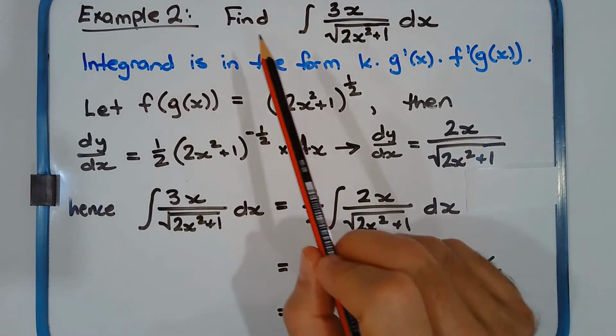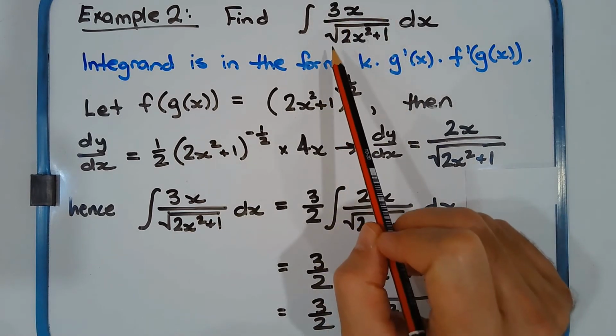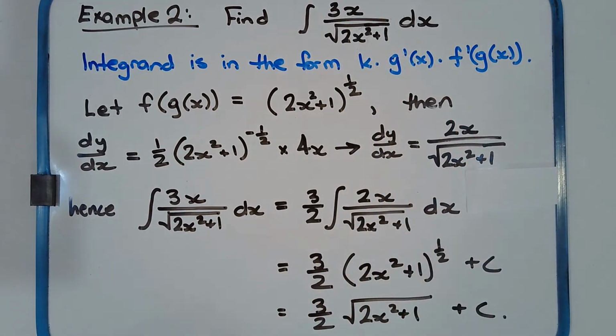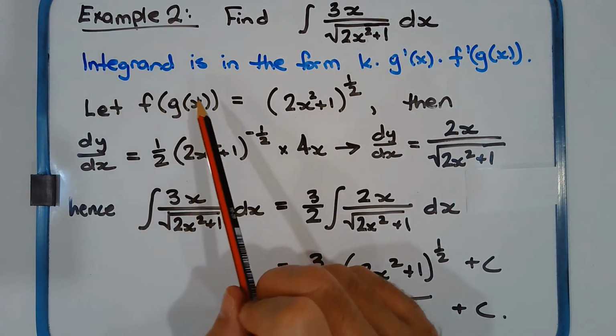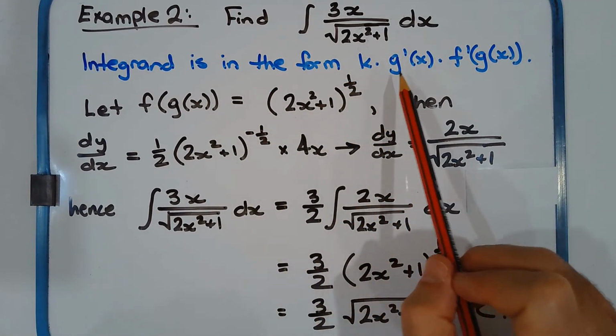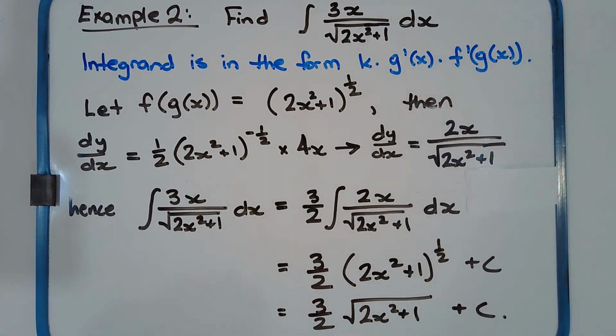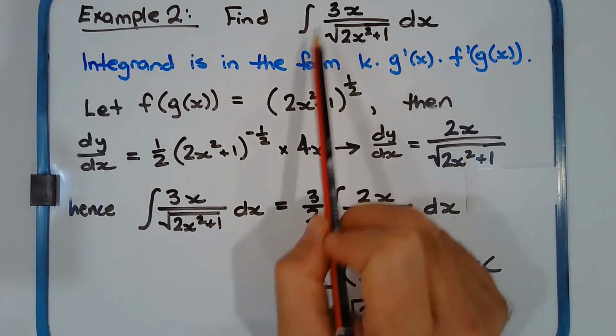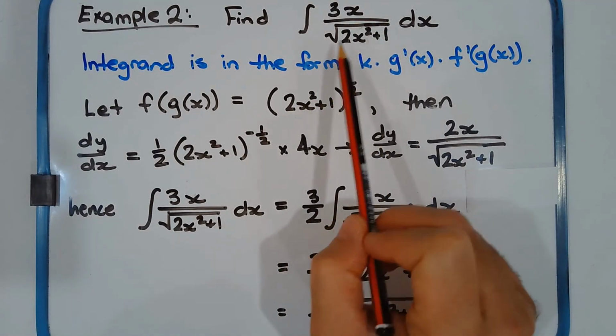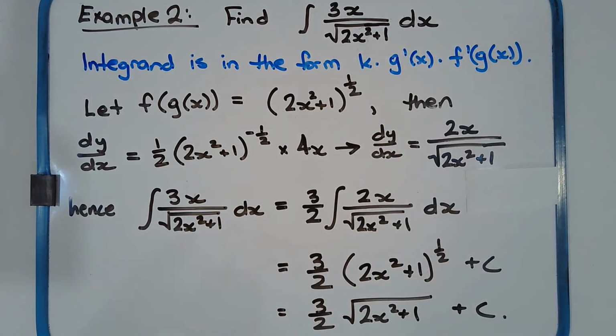Example 2. Find the integral of 3x over the square root of 2x squared plus 1 dx. Now the integrand is in the form k times g dash of x times f dash of g of x. Now it helps to note that if we started off with the square root of a function, in this case the square root of 2x squared plus 1, and then took the derivative, you're going to end up with a fraction whose denominator is going to involve a surd. After all, the power of half is reduced by 1 and becomes negative half.